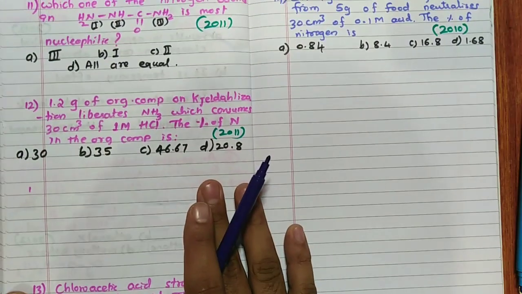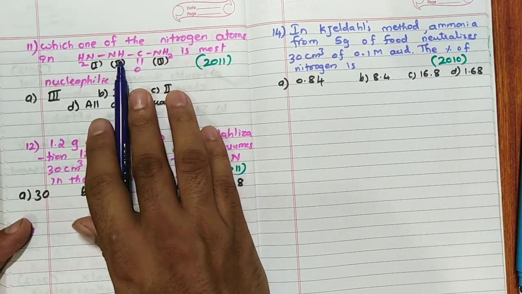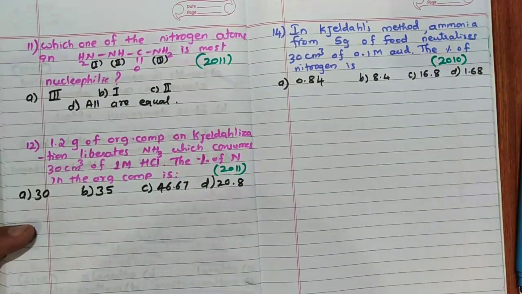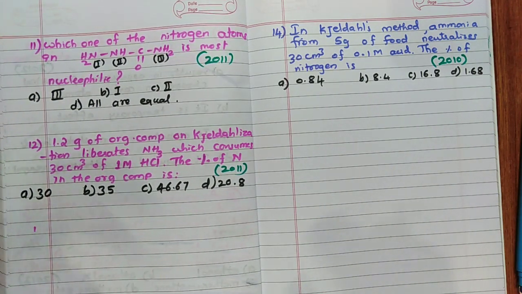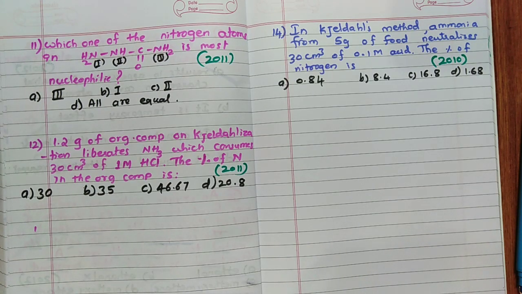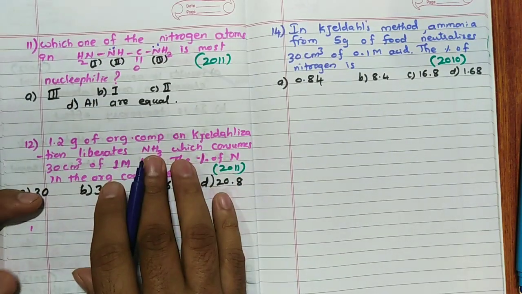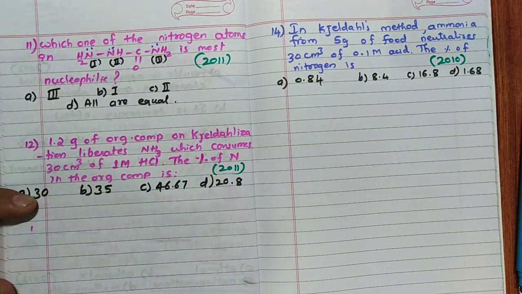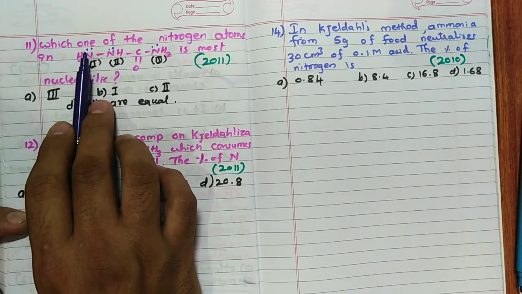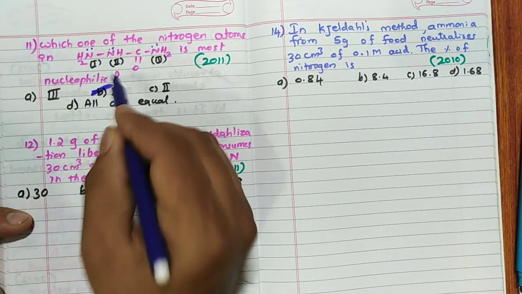Then, which one of the nitrogen atoms in NH2, NH, CO, NH2 (first nitrogen, second nitrogen, third nitrogen) is most nucleophilic? Most nucleophilic means which can donate the electrons very easily. Which one will donate? The one whose electrons are not involved in resonance. Very, very important. Here, the electron present can be involved in resonance with the double bond because it is adjacent to the double bond. But this nitrogen cannot be involved in any type of resonance. Because of that, the basic and nucleophilic nature will be more for the first one. So the answer for this question is B, remember.